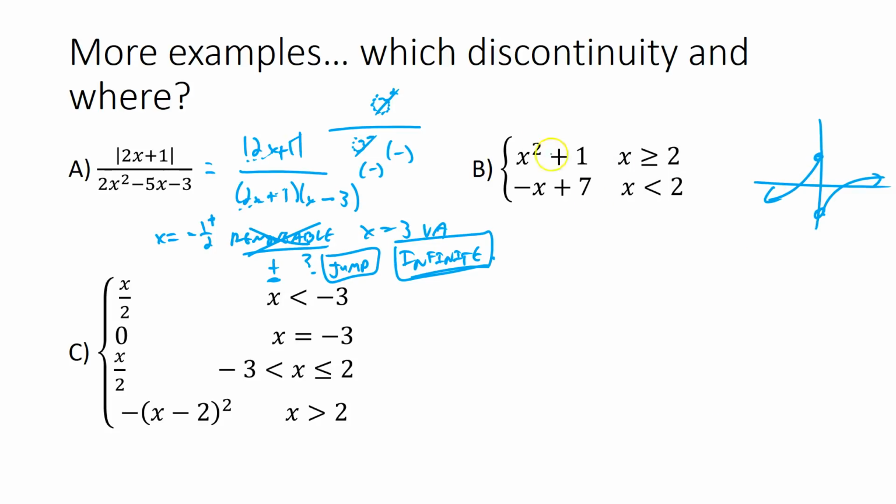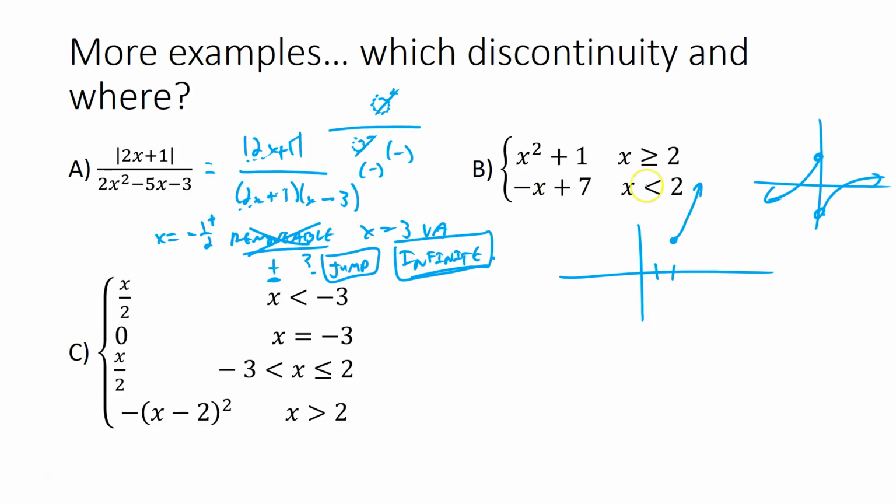All right, let's take a look at B. We got a piecewise function. Definitely thinking that's going to be a jump discontinuity, but let's see. They might actually connect. So we got x squared plus 1 for x greater than or equal to 2. So here's 2. We plug in 2 in there, we get 5, and that's going to be a solid dot. It's going to be going up like that.